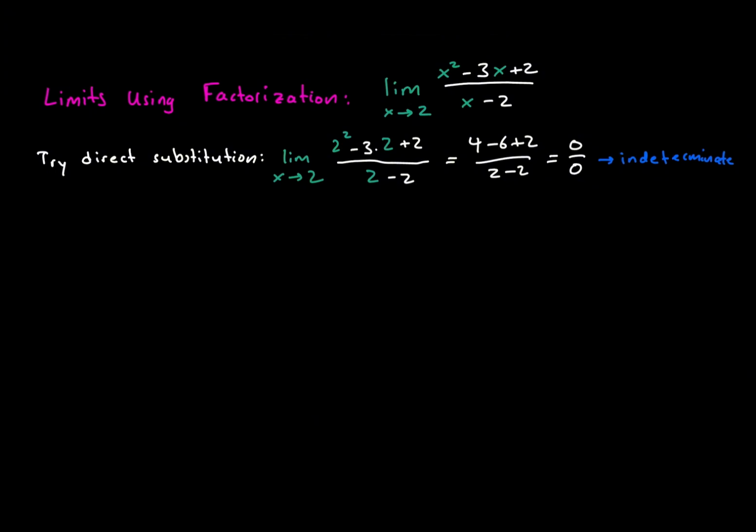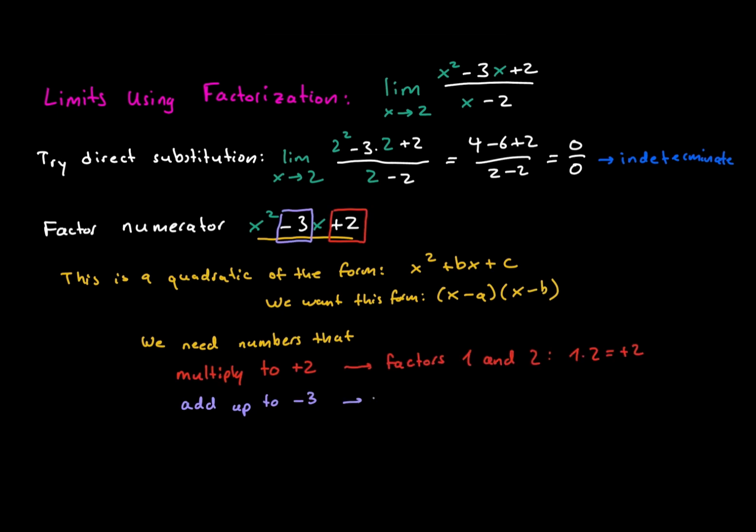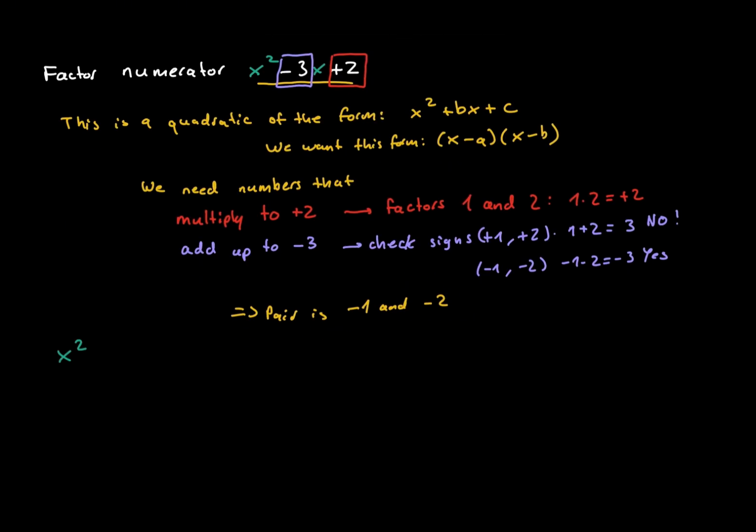Now comes the key step. This time, the numerator is not a simple difference of squares. So we need to factor a quadratic expression. We look for two numbers that multiply to plus 2 and add up to minus 3. Those numbers are minus 1 and minus 2. So we can factor the numerator as (x − 1)(x − 2).